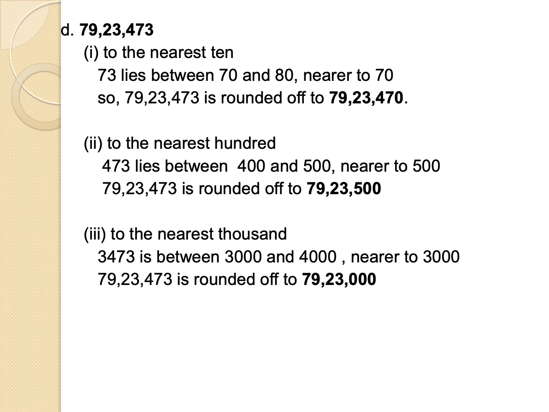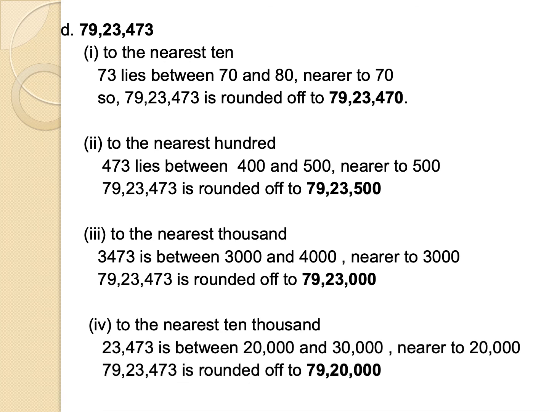Third, to the nearest 1000, तो उसके लिए हम लास्ट के 4 डिजिट्स देखेंगे, means 3,473. It lies between 3,000 and 4,000, nearer to 3,000. क्योंकि हंड्रेड्स की प्लेस पे 4 है जो कि 5 से छोटा है, इसीलिए 3,473 राउंड ऑफ होकर 3,000 बनेगा. So 79,23,473 is rounded off to 79,23,000.